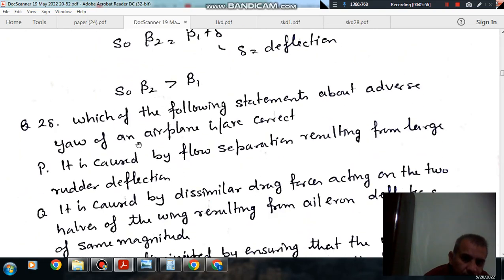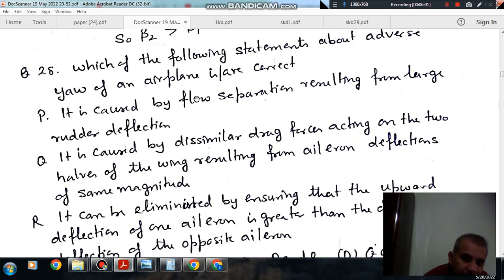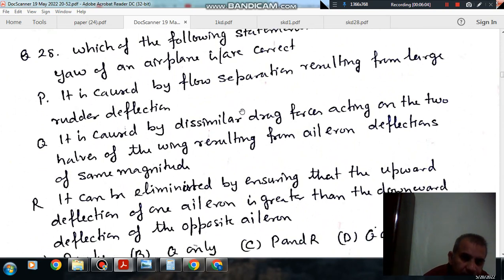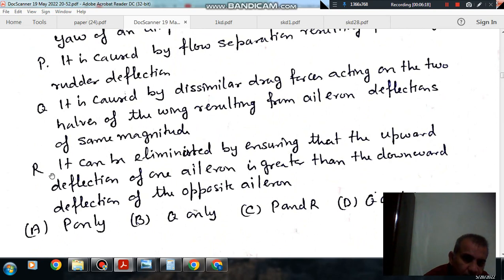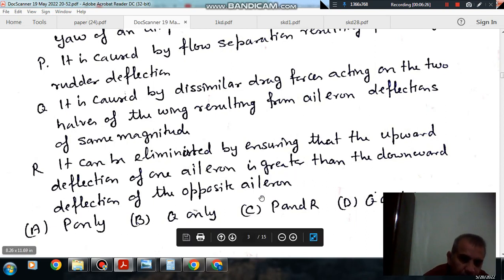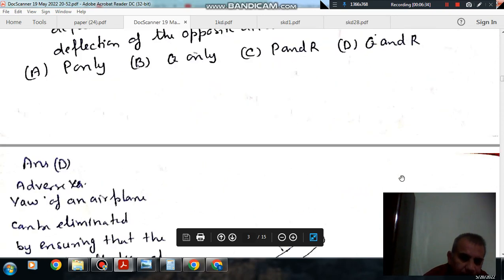Next, which of the following statements about the adverse yaw of an airplane is/are correct? P. It is caused by flow separation resulting from large rudder deflection. Q. It is caused by dissimilar drag forces acting on two halves of the wing resulting from aileron deflection of same magnitude. R. It can be eliminated by ensuring that the upward deflection of an aileron is greater than the downward deflection of the opposite aileron. Option A, P only. Option B, Q only. Option C, P and R only. Option D, Q and R only.